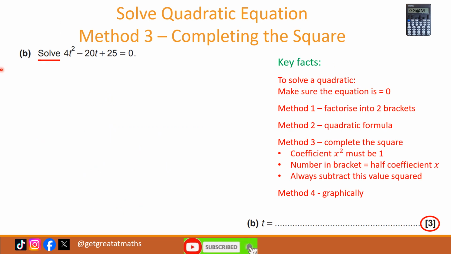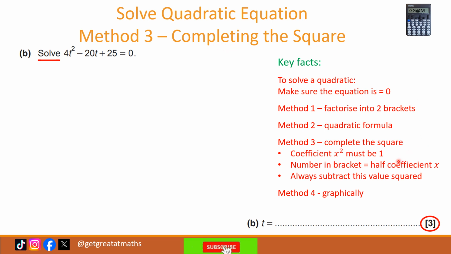Now this question is on completing the square. So the third method is probably one of the hardest methods, and often in the question it will say complete the square, or it will say leave your answer in the form x plus a all squared plus b equals 0. So if it says that, you know you've got to complete the square.